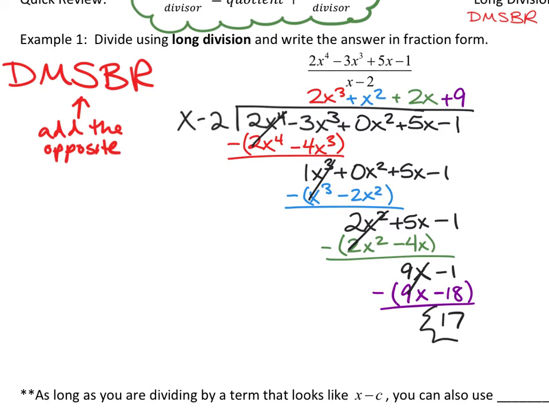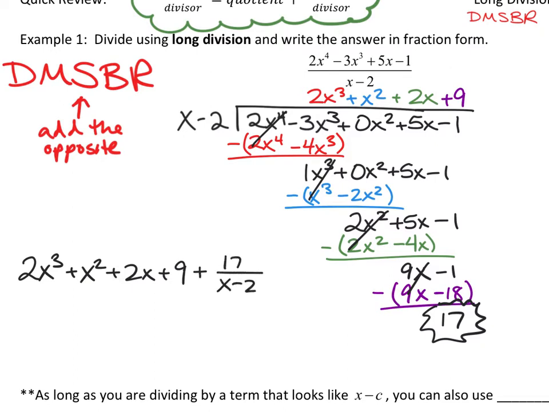So now we have our remainder, because there's nothing else to bring down. That means that our final polynomial quotient is 2x cubed plus x squared plus 2x plus 9 plus 17 over the divisor of x minus 2.